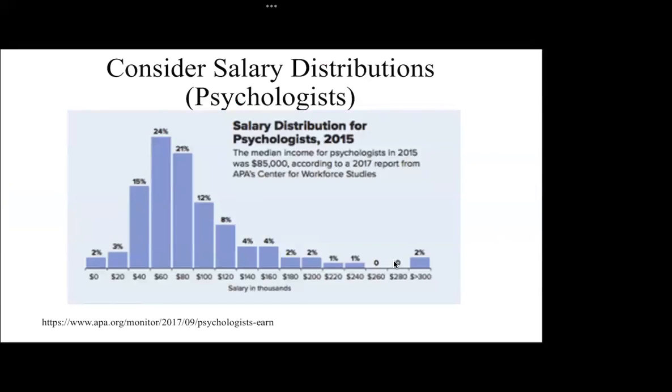So this is slightly older data from the American Psychological Association, but we do see that the distribution of income is in fact positively skewed with a few star psychologists, those who have business contracts, Department of Defense contracts, if you're talking about military psychology, who can be making a lot of money at high-end universities, but the median income is $85,000.